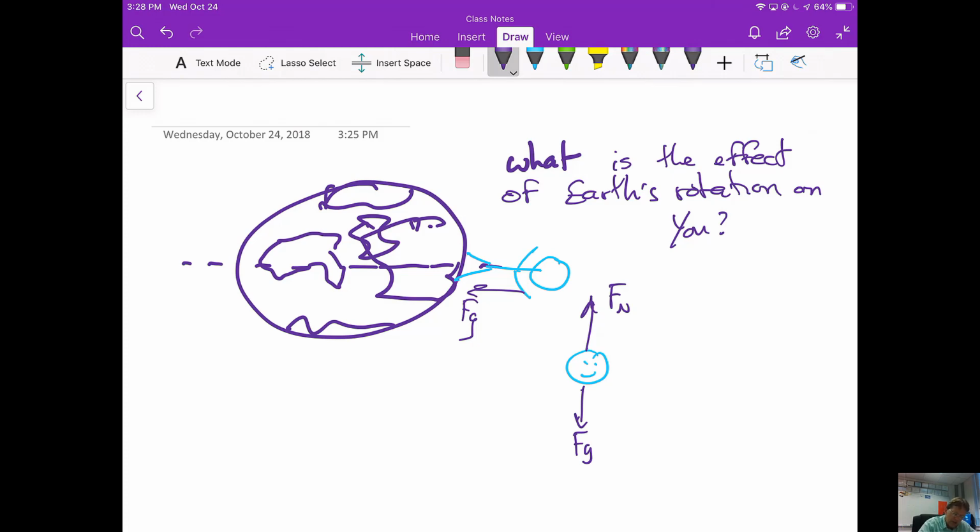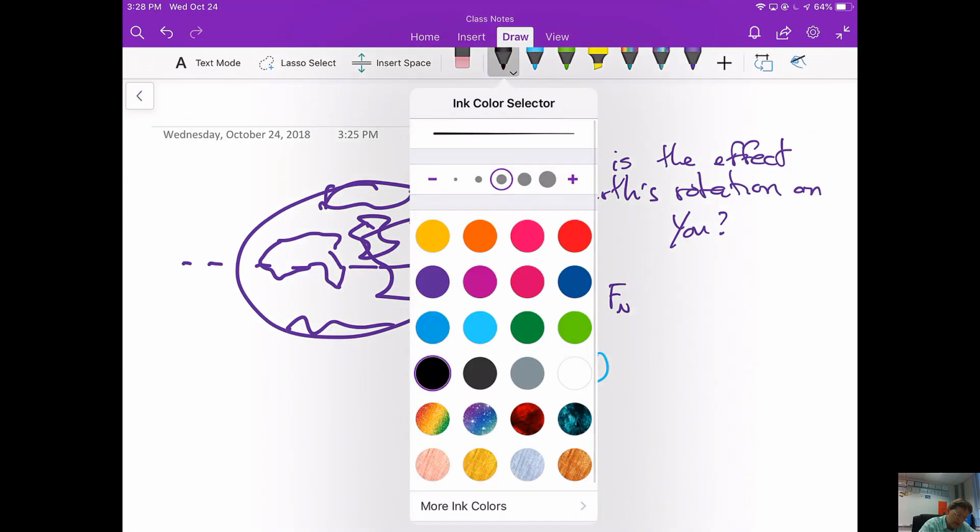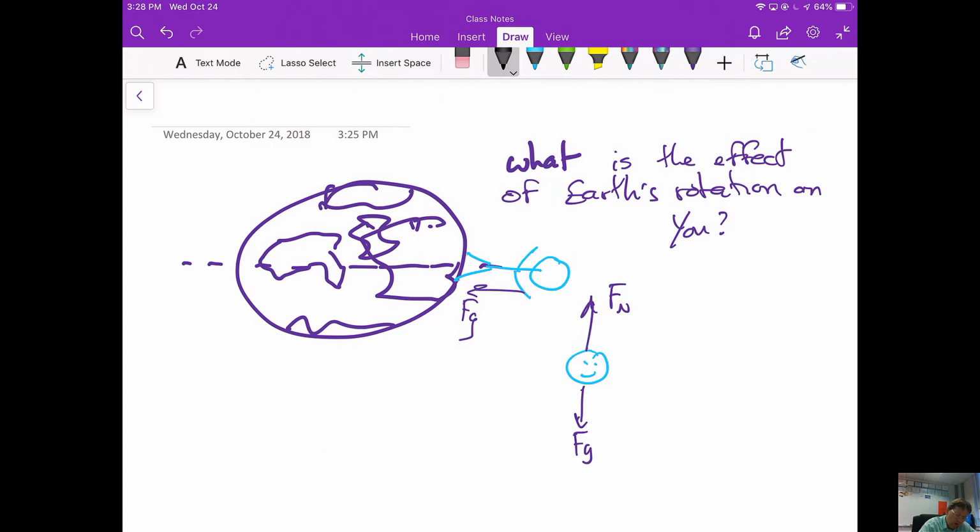So then we want to choose a positive direction. Positive direction, if we're being careful, is going to be the direction of acceleration of you. Are you accelerating? And the answer is yes, indeed, you are accelerating, because you're on this Earth that's rotating in a circle, so you must be accelerating towards the center of that circle.